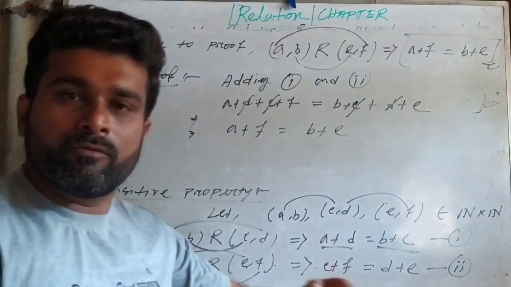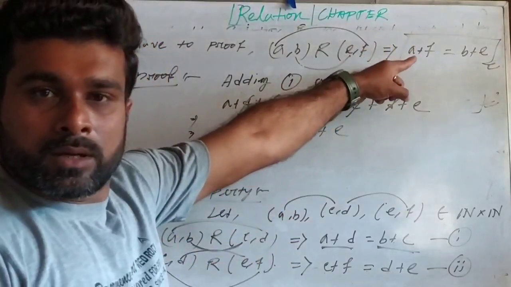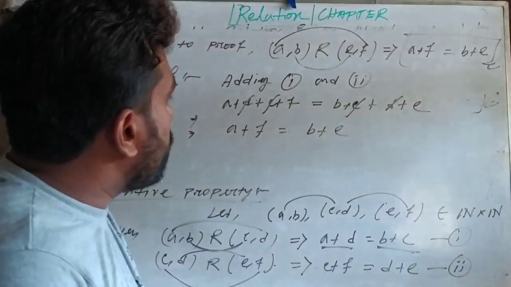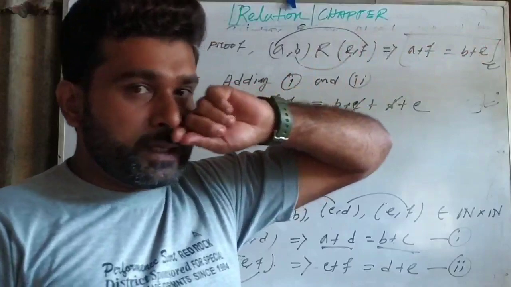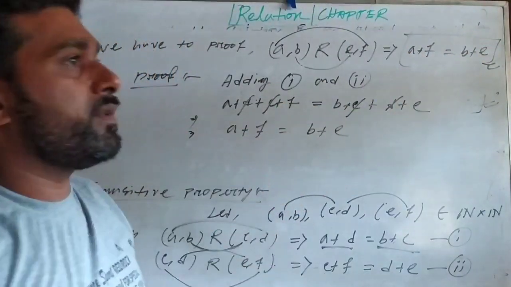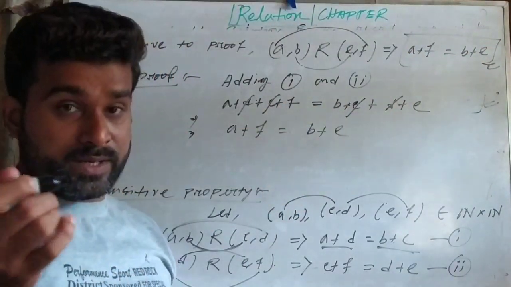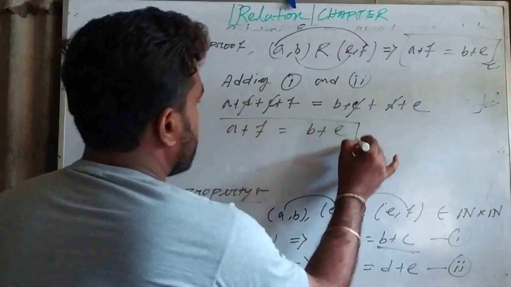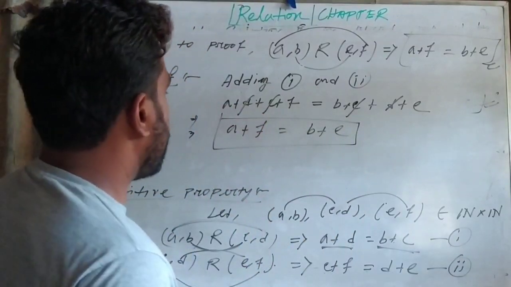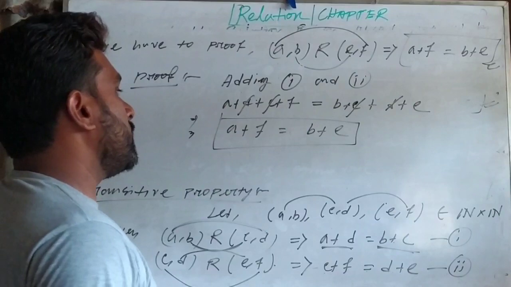Now what you have to prove? A plus F equals B plus E. So here you can see A plus F equals B plus E is proved. So that is A plus F equals B plus E.